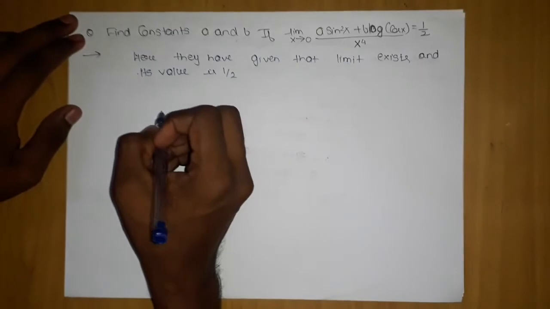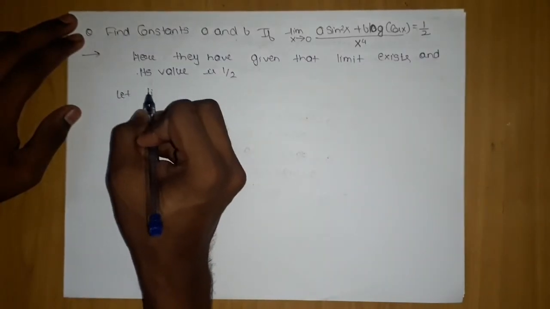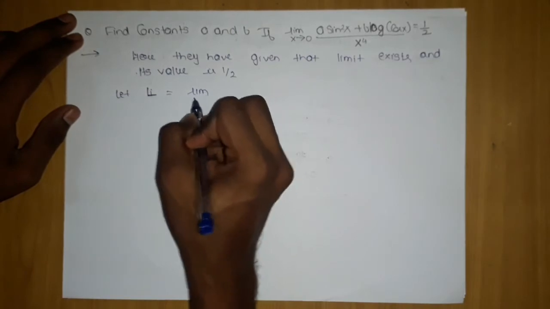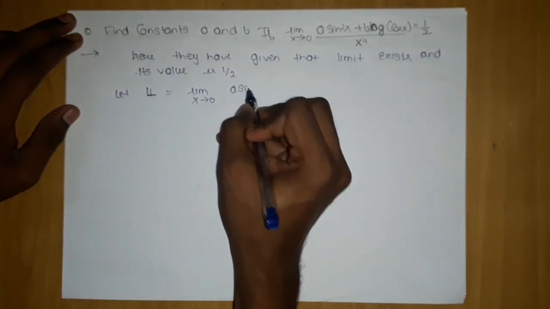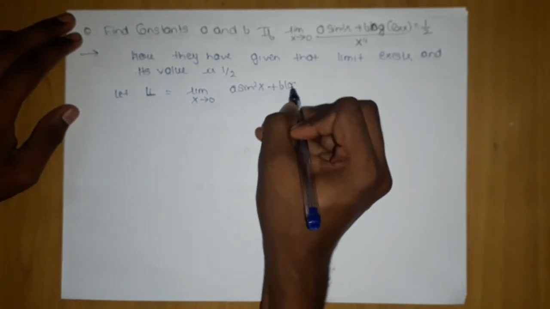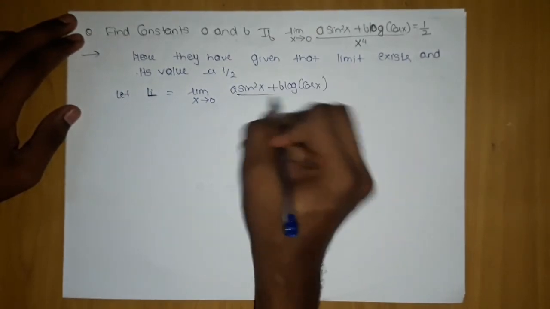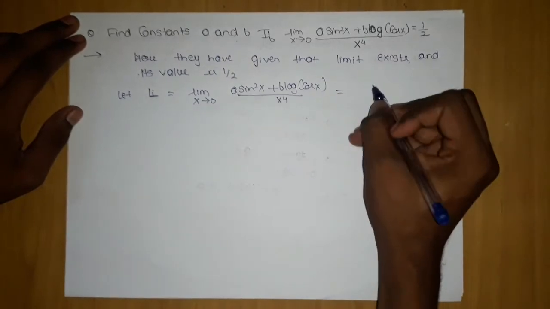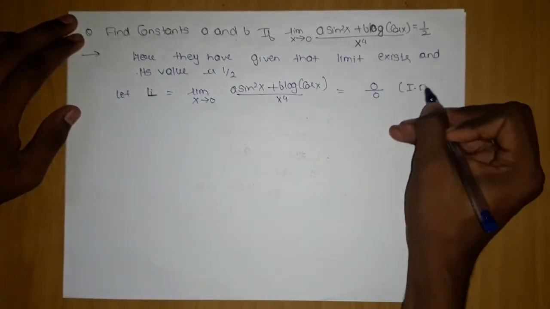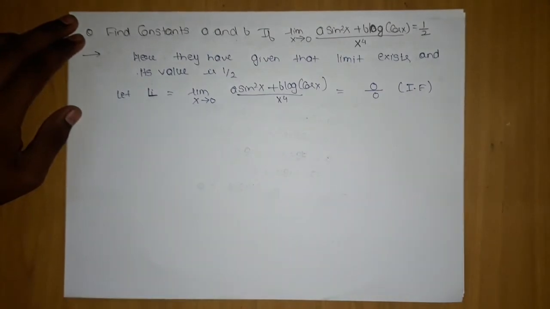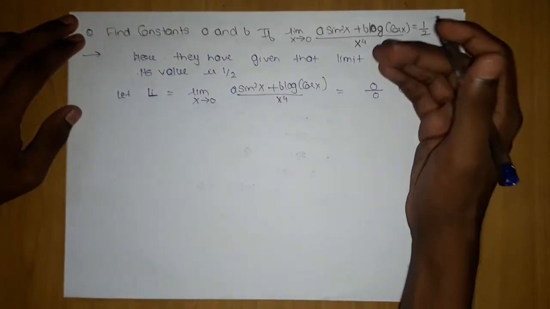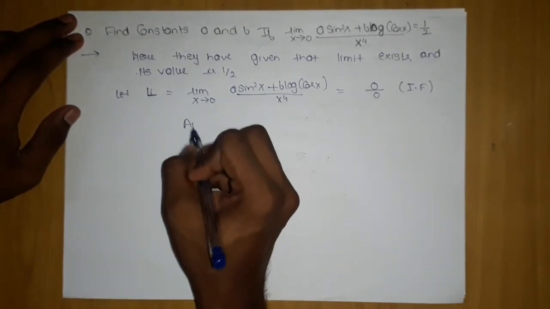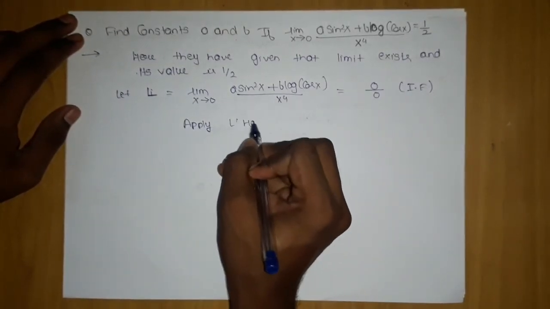Now what you have to write after this: let L equal limit x tends to 0, a sine square x plus b log cos x, the whole by x power 4. Substitute the values, substitute 0, you get 1, log 1 is 0, and this is 0, so you are getting 0 by 0, which is the indeterminate form. Now after this you don't have to mention any steps like x tends to 0, since you are automatically getting 0. So apply L'Hopital's rule.